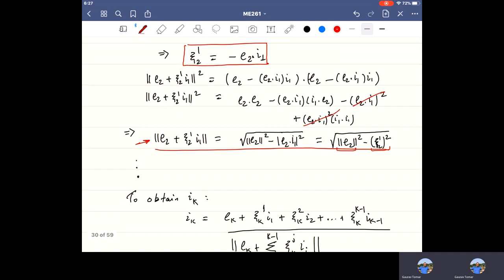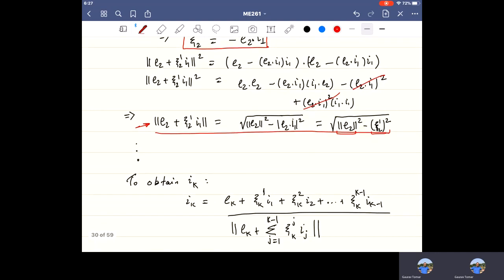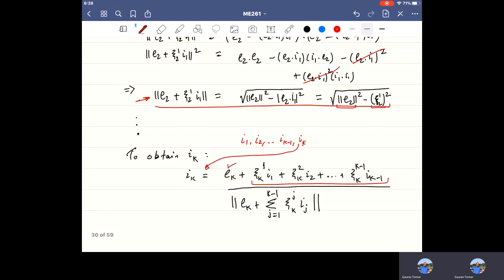Now for the general ik vector that you're adding, let's say by this procedure you have found I2 till ik minus 1, and now you want to find ik. So you add the vector ek, and from ek you subtract the components of I1 to ik minus 1. We define it as a series like this. And of course, because it has to be normalized, the normalization factor would be computed this way.